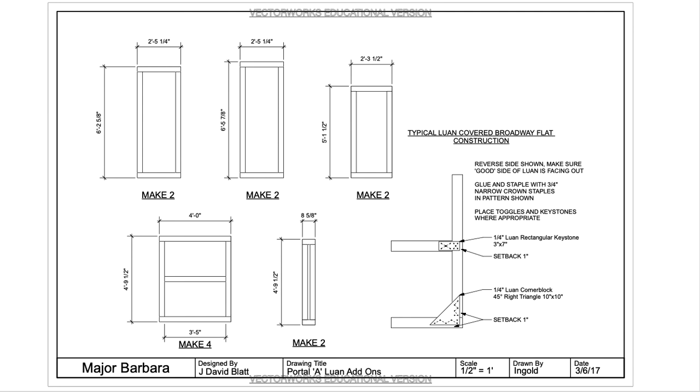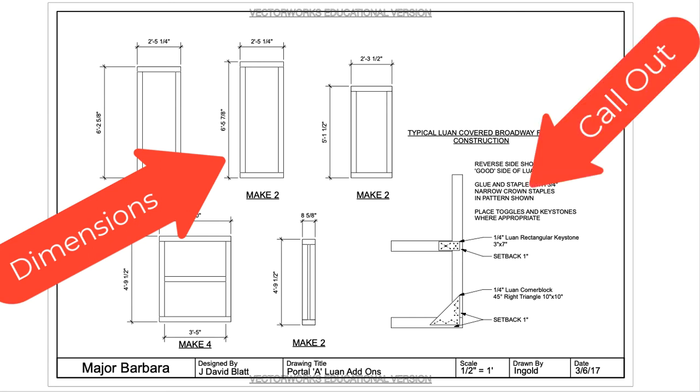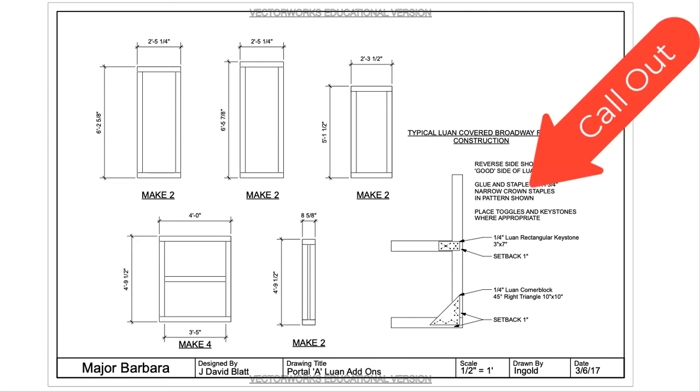You will always have dimensions on working drawings. Those indicate the size of each individual piece, and then you're usually going to see callouts. Callouts are just some specific details that a carpenter needs to know in order to build that set piece.